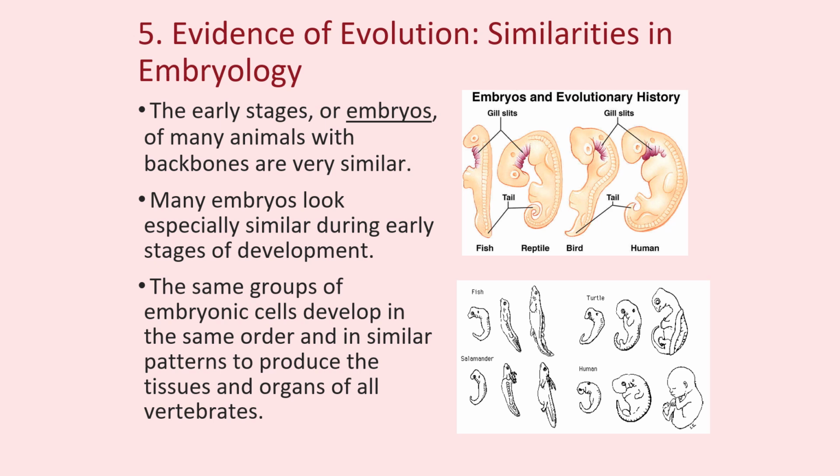Similarities in embryology. So the early stages or embryos of many animals with backbones are very similar. We can't tell which one is which. Look at this human versus the reptile versus the bird and then the fish. Many embryos look especially similar during early stages of development. The same groups of embryonic cells develop in the same order and in similar patterns to produce the tissues and organs of all vertebrates. So that's the final piece of evidence, y'all.